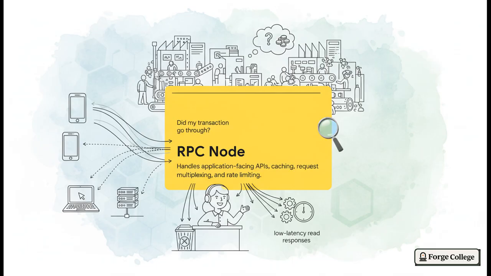I want you to think of this node as the front desk receptionist. The RPC node is your friendly, client-facing gateway. It handles the JSON-RPC APIs, manages the caching, performs request multiplexing, and enforces rate limiting. It's essentially there to shield the hardworking back-end factory workers from annoying, repetitive client queries. So when your application asks something like, hey, did my transaction go through, or what's my balance, it is talking directly to this receptionist. The RPC node is entirely optimized for giving you super low latency read responses and just an overall smooth developer experience.